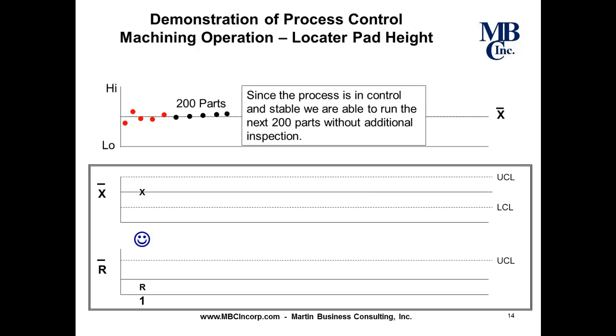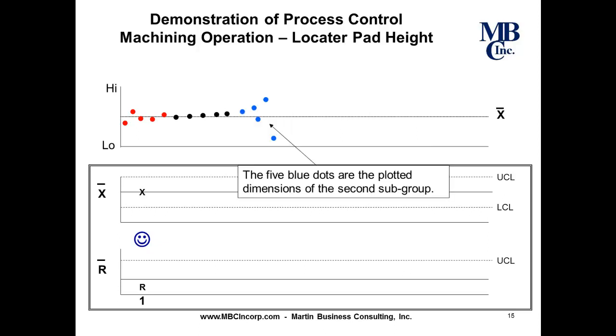200 parts are run, and since this process is in control and stable, we're able to run these 200 parts without additional inspection activities. After the completion of the 200 parts, it is now time for the second subgroup, and the 5 blue dots are the plotted dimensions of the second subgroup of 5 parts, measuring the locator pad height once again.